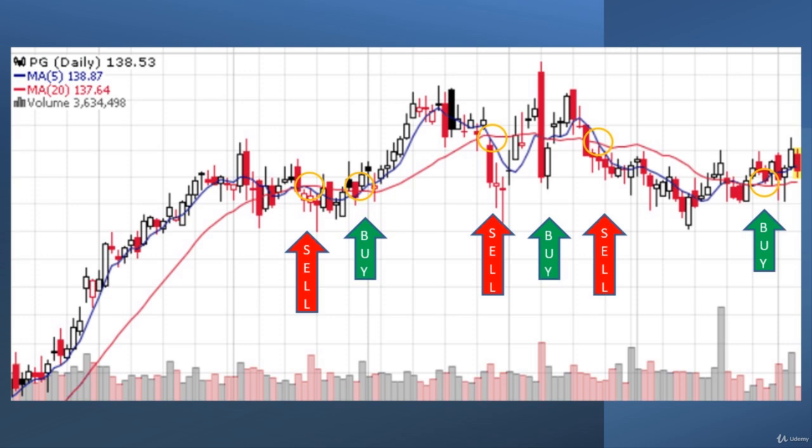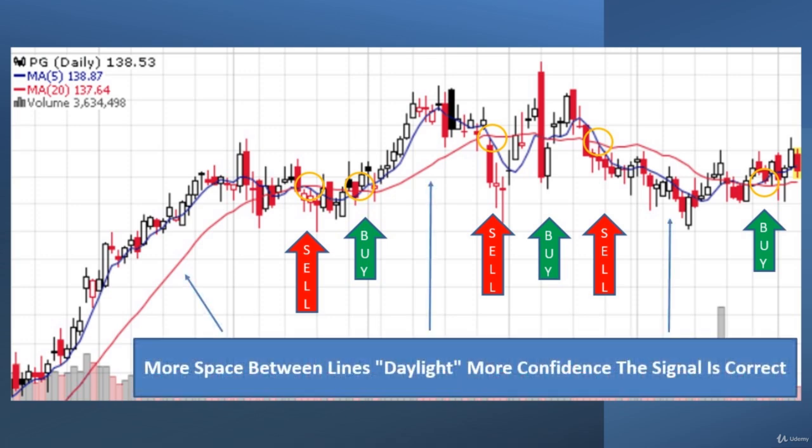And this has nothing to do with the prices. You're looking at just the blue line and the pink line. It should correlate a little bit together as far as with the prices, but you can kind of see you're really looking at the lines more so than prices by looking at moving average crossover versus price crossing over a moving average line. In addition, if you see more space, or what you call daylight, between the two lines, you'd have more confidence that the signal is correct.